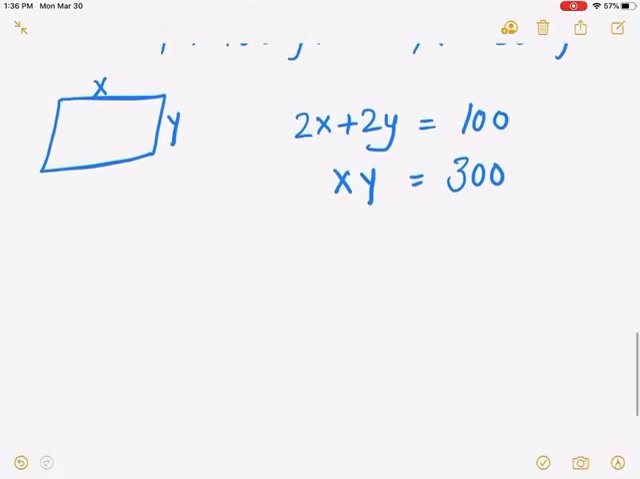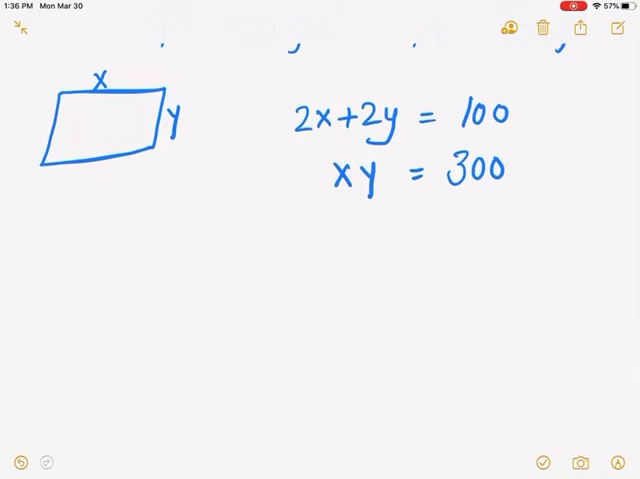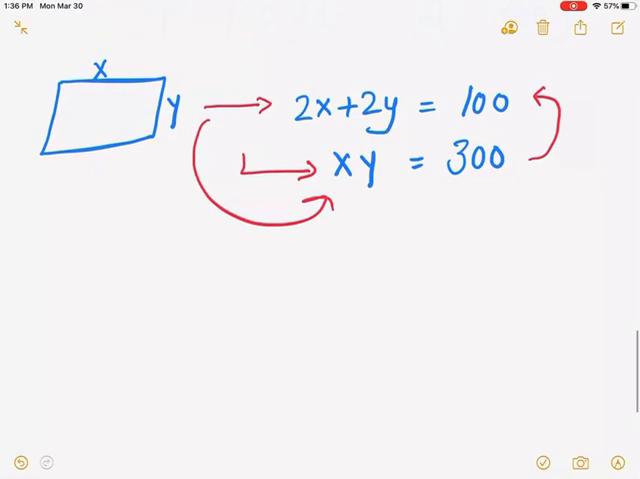Now, you have 2 different options. Either you can pick this equation, solve for one of the variables, and plug it into this one, or you can pick this equation, solve for one of the variables, and plug it into this one. Whichever way is easier, just do that. I have decided to pick the first one, and let's solve that equation for y.